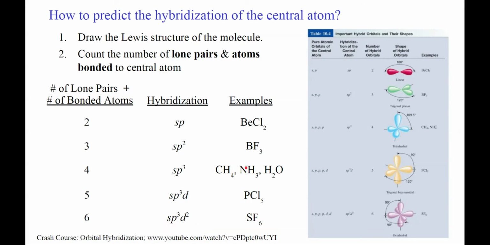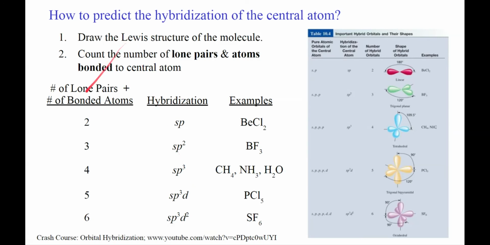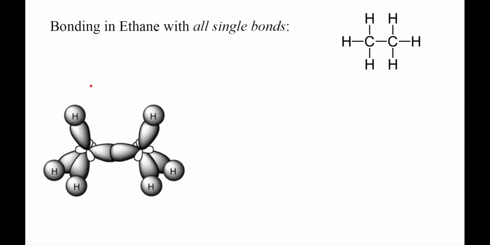And so just be aware that, again, you need the same number of hybrid orbitals to match how many atoms are bonding plus the number of lone pairs. Now, depending on what type of bond you have will dictate the rigidness, the flexibility of the bond. And so if we start with single bonds, here's ethane.